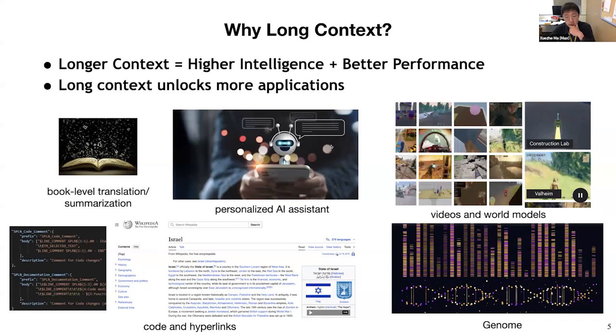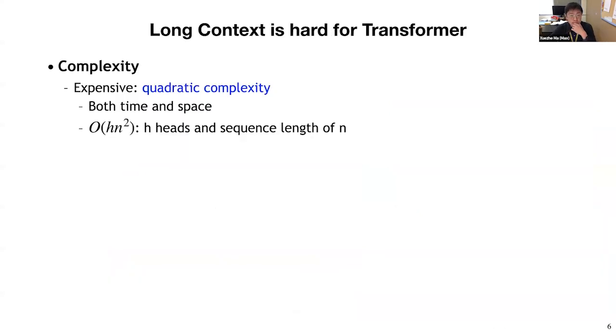Once we want to build more advanced applications like a personalized AI assistant, or if we want to model long videos or in some real world settings, then we need the model to be able to handle long context. But we know that long context is hard for the transformer.